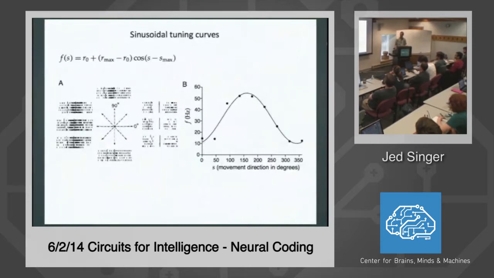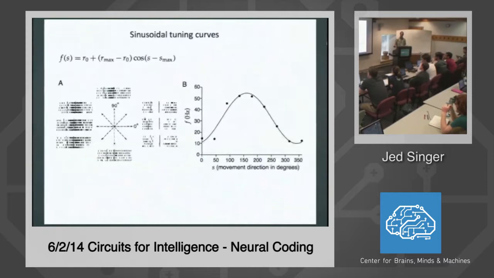So here's an example from monkey primary motor cortex, where the monkey was moving his arms in 8 different directions. And you can see that in some directions associated with that movement, there was a lot of firing, and in other directions, there was little firing or even suppression. And so the firing rate was plotted as a function of movement direction. And you can see 0 and 360 degrees are the same direction, and the sinusoid fits quite nicely.